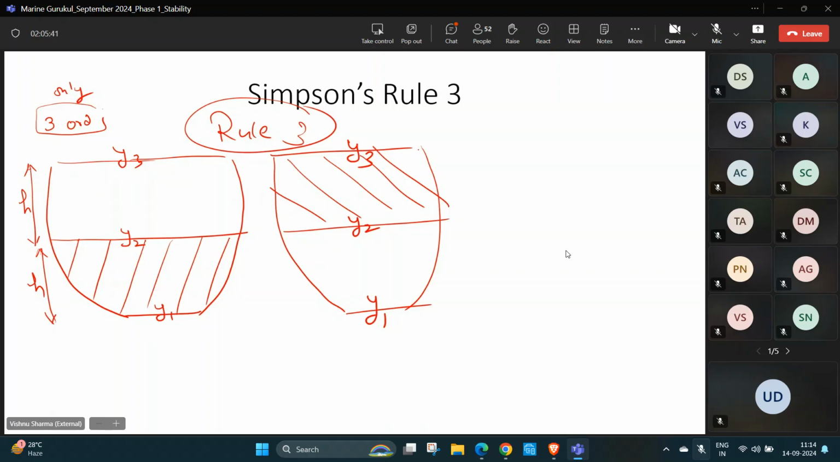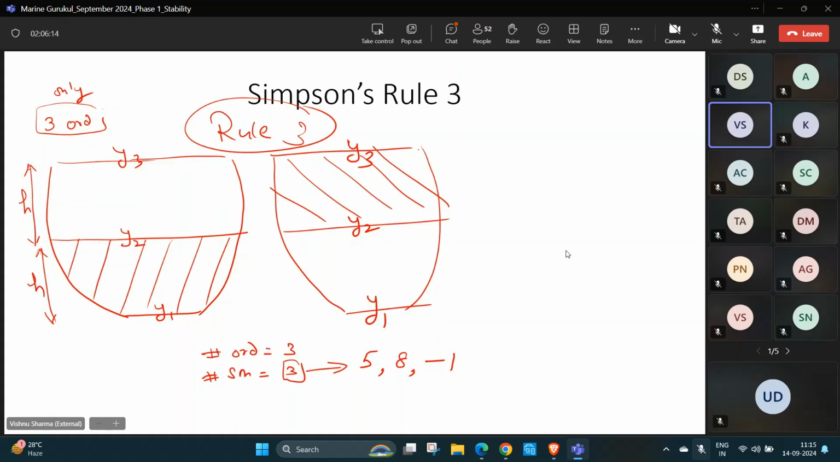Okay. Now, since there are 3 ordinates, there will be 3 multipliers. So the number of ordinates is 3, and the number of Simpson's multipliers would also be 3. What are they? They are 5, 8, and -1. And therefore, this rule is also referred to as the 5, 8, -1 rule.